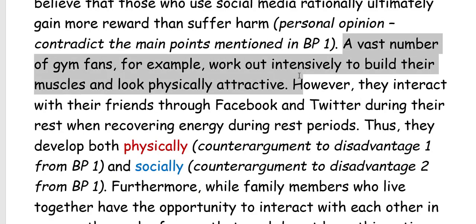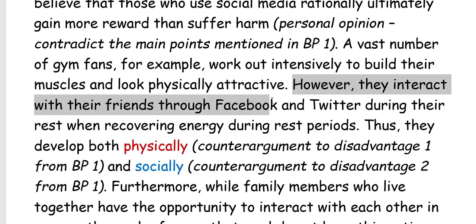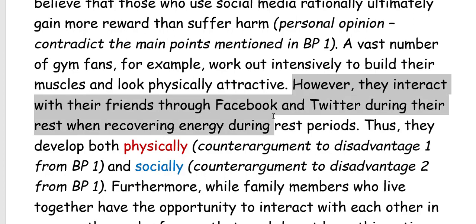Next, a vast number of gym fans, for example, work out intensively to build their muscles and look physically attractive. So now here I'm talking about a situation where sports fans go to the gym and they work out intensively. Why? Because they want to build the muscles and look physically attractive. Next, however, they interact with their friends through Facebook and Twitter during their rest, when recovering energy during rest periods.